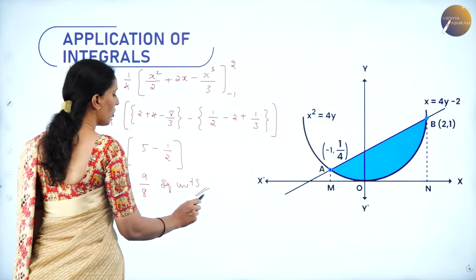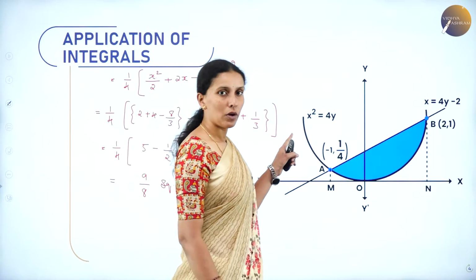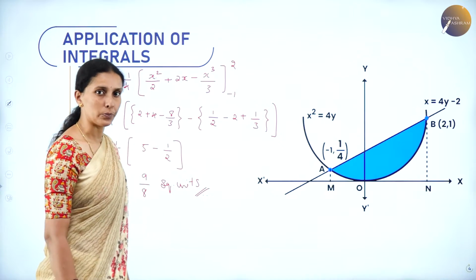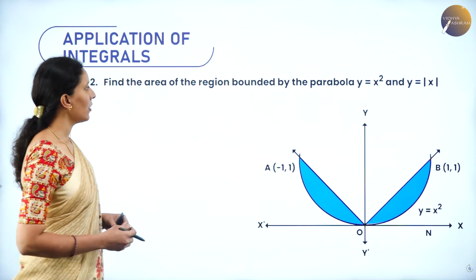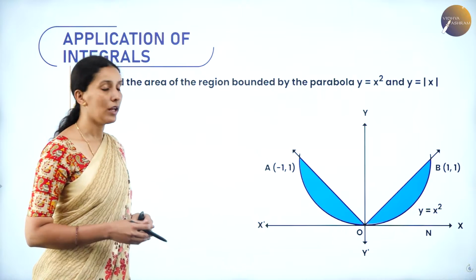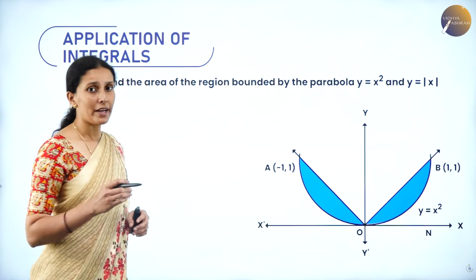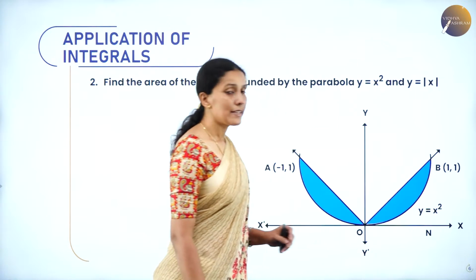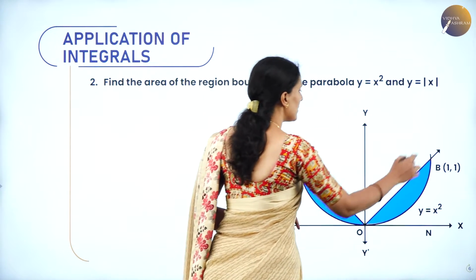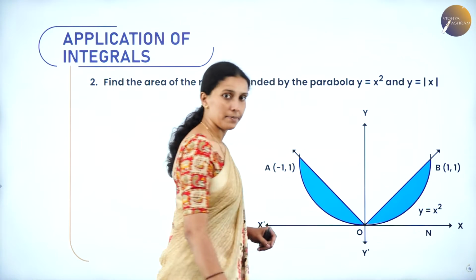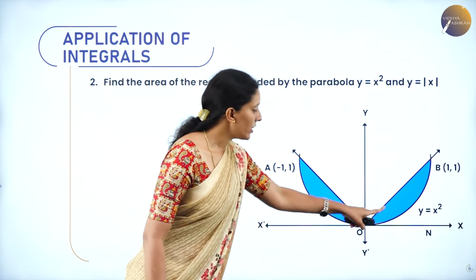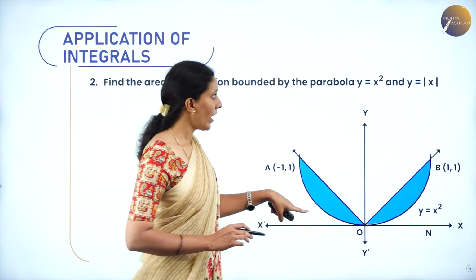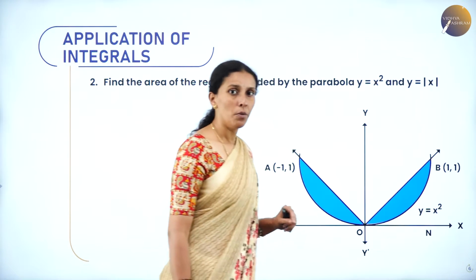So this is the area of the region bounded by the parabola x square is equal to 4y and the straight line x is equal to 4y minus 2. So next problem, find the area of the region bounded by the parabola y is equal to x square and y is equal to mod x. So here is a curve which I have taken, y is equal to x square, and this is the function mod x. Clearly the shaded region is the region bounded by the parabola y is equal to x square as well as y is equal to mod x.